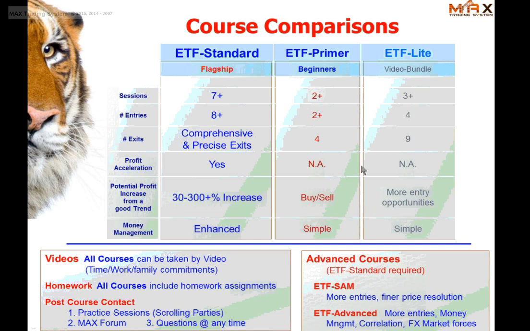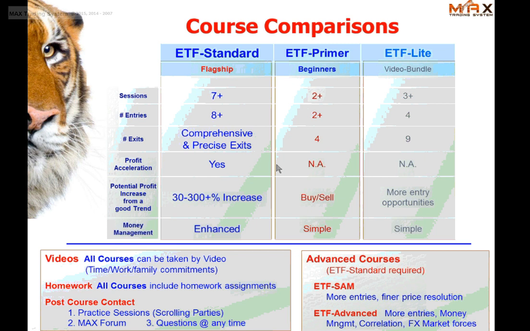Okay, I'm not going to take long here with this because I know a lot of you are waiting for the giveaway, but here's a comparison of our different courses. We've only got 2 that are on offer today. That's the ETF Standard and the Primer. There is also a third one, Light, which I'll explain a bit about. The difference between these is the Standard one is our flagship course. This is the one that's got the profit acceleration in it, where you can get 30 to 300% increase over just a simple buy and hold system. And the Primer is basically a simple buy and hold system.